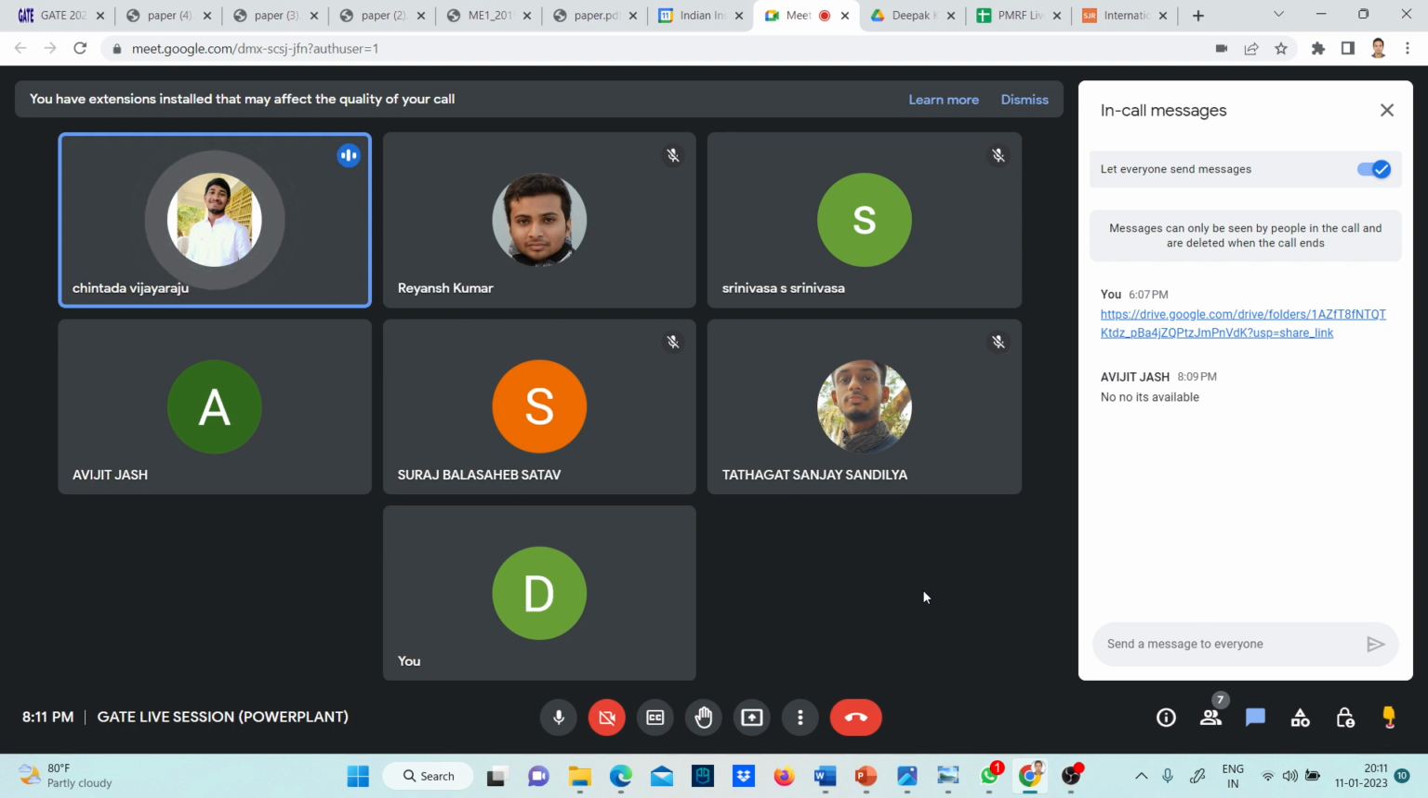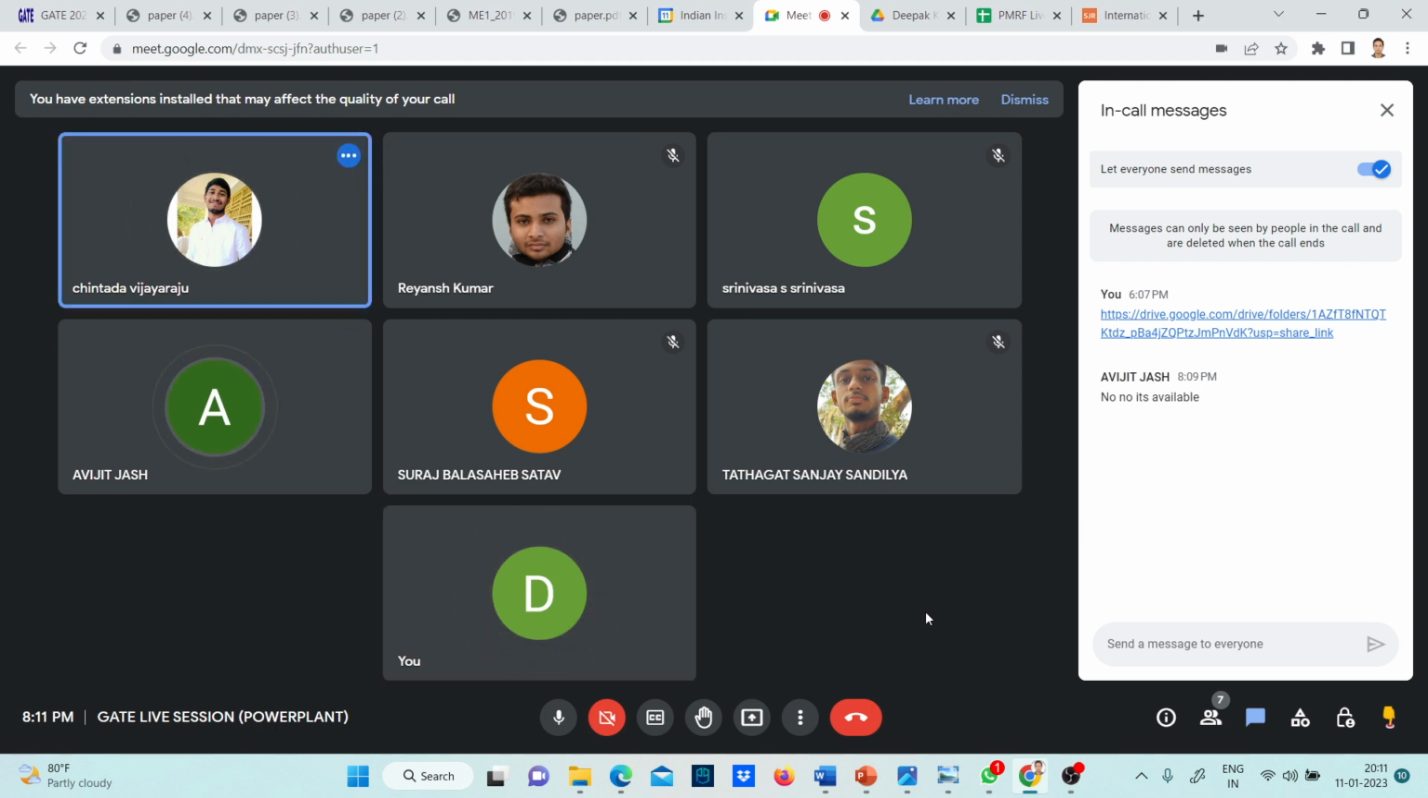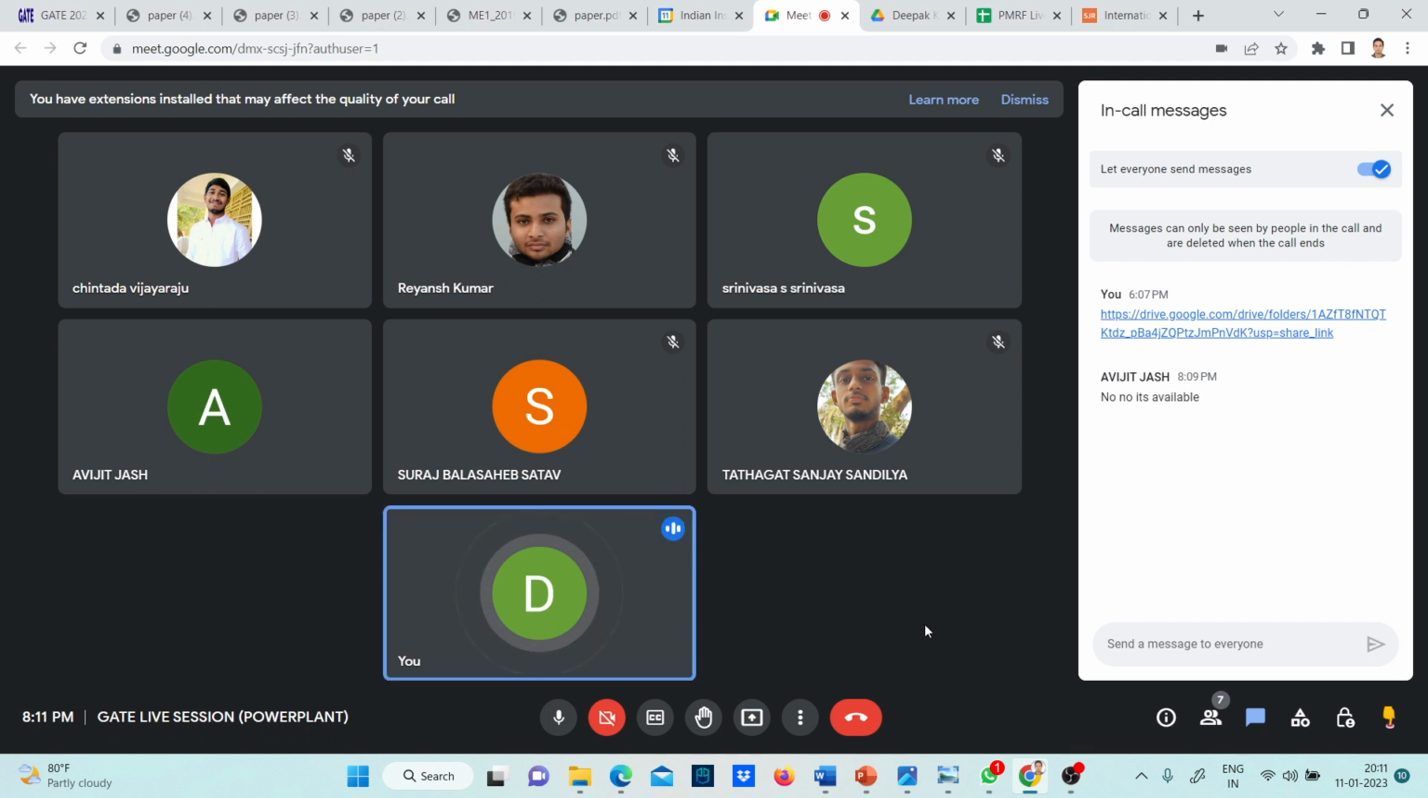Is the question paper prepared by the organizing IIT or all IITs, sir? Questions are prepared basically by the organizing institute. Suppose this year, who is the coordinator for this year's GATE? Kanpur. Then the question paper will be prepared by the faculties of IIT Kanpur.